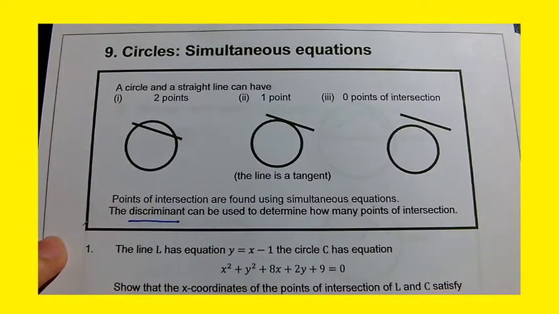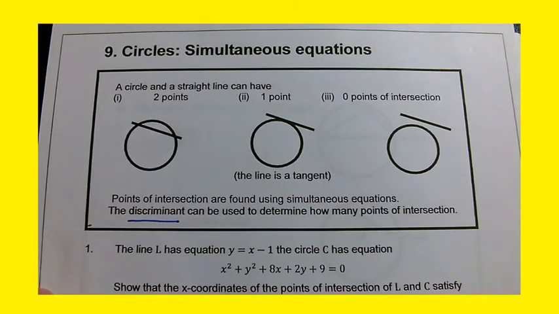Okay, so we're going to do an example together, and this is the side of circles as a subtopic which some students find quite difficult. So we're going to do this example quite slowly, understand exactly where the discriminant could be used, and how we can then do simultaneous equations to find points of intersection.